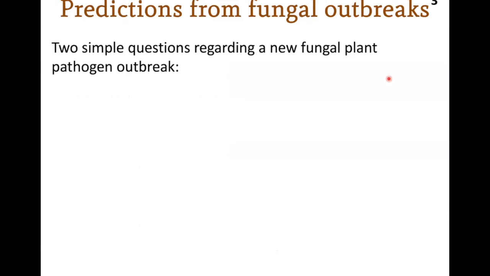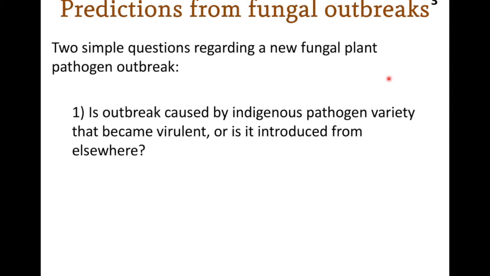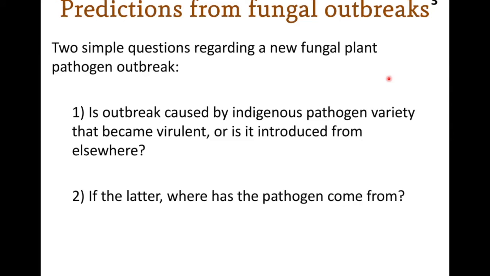what we're going to do is look at the different predictions that these two fungal pathogen scenarios provide. What we want to ask here is two simple questions regarding a new fungal plant pathogen. Let's imagine we have some sort of host, and suddenly we observe a fungal pathogen appearing on that host that we've never seen before. The first question is: was the outbreak caused by an indigenous pathogen variety that has become virulent, as I talked about in that first slide? Or has it been introduced from somewhere else? Or if the plant is a monoculture, is it a pathogen that's able to infect all the individuals in that monoculture? And if it's the latter, then the question is, where has the pathogen come from? Where does it originate from, so we can learn more about it?